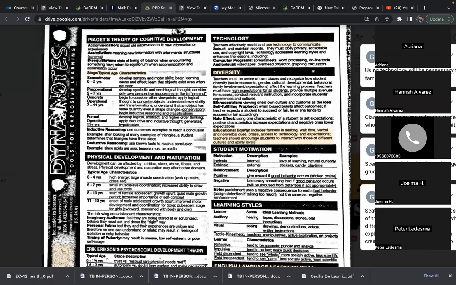I got a paper Xerox copy from one of my students that I was supervising. She said, I'm using this. Is it good? I said, actually, it is pretty good. And I said, can I make a copy? And I went in and made a copy. And then I tried to get a hold of Dynanotes because I am an ethical teacher. And I didn't want to just give this away to my students.